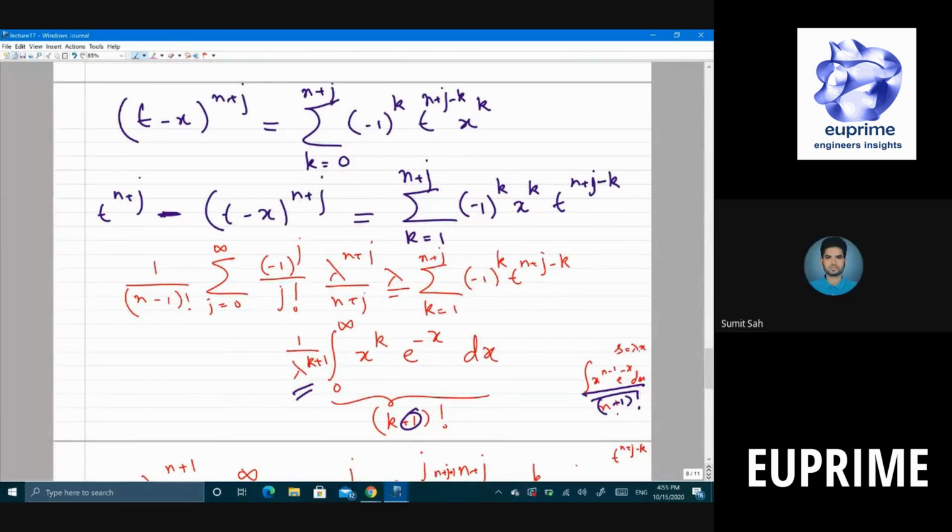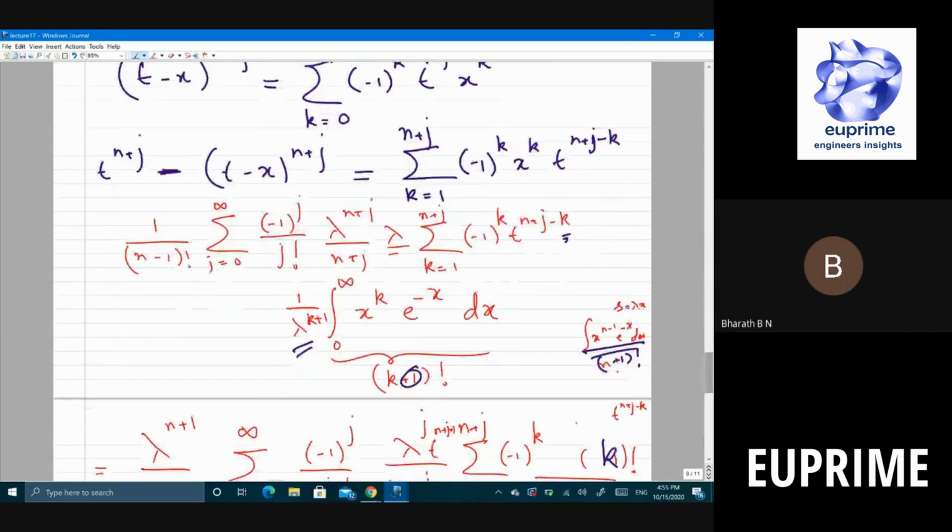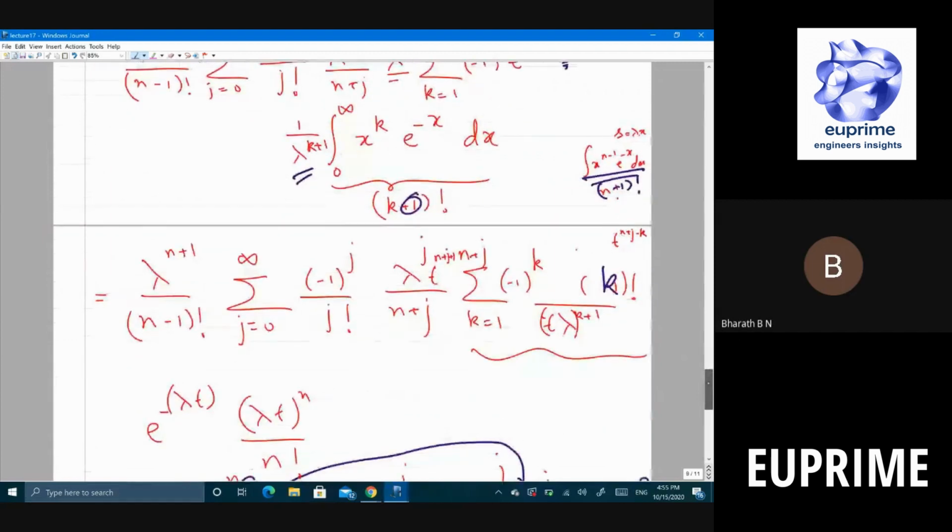Somewhere you have used the substitution there. Maybe it's minus k. But where do we have lambda power k? Oh my God. Basically, it's because of the substitution e power minus lambda x. That's why it got changed to this. That is fine. So this is t power k, that also became 1 by t, t power n plus j. Okay, this is what we had.